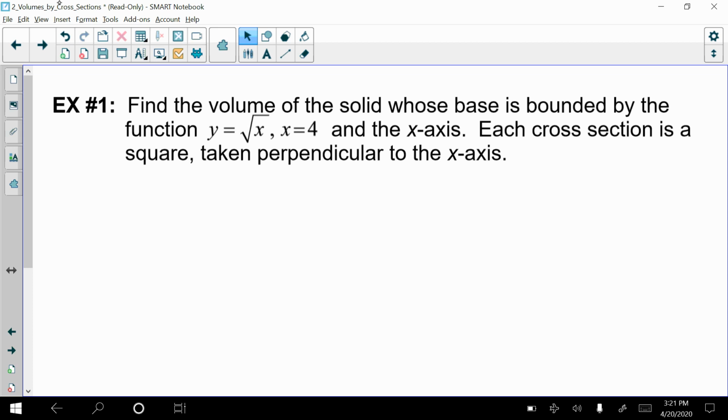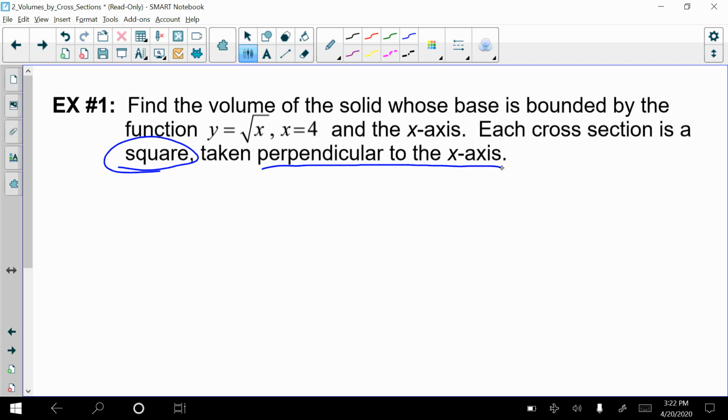So let's take a look at the first example here. Find the volume of the solid whose base is bounded by the function y equals the square root of x, a vertical line x equals 4, and the x-axis. Each cross-sectional shape is going to be a square, and we are looking at something perpendicular to the x-axis, meaning that we want things solved in terms of y, which is what I have here.